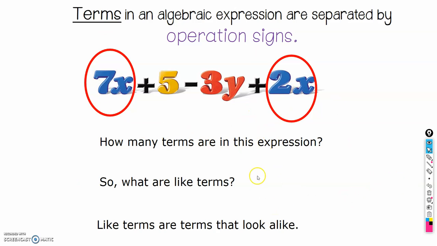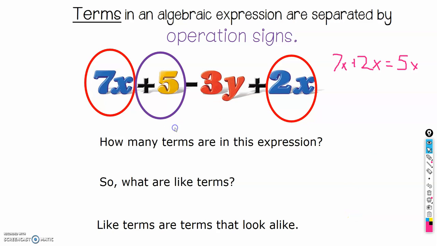Just like I could combine all the girls in the room and count them, I can combine these two terms together. So I have 7x's and I have 2x's. When I combine them, how many x's do I have? I have 5x's.